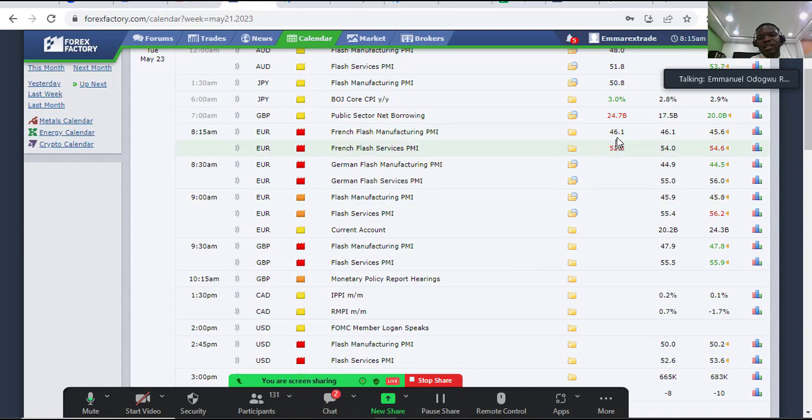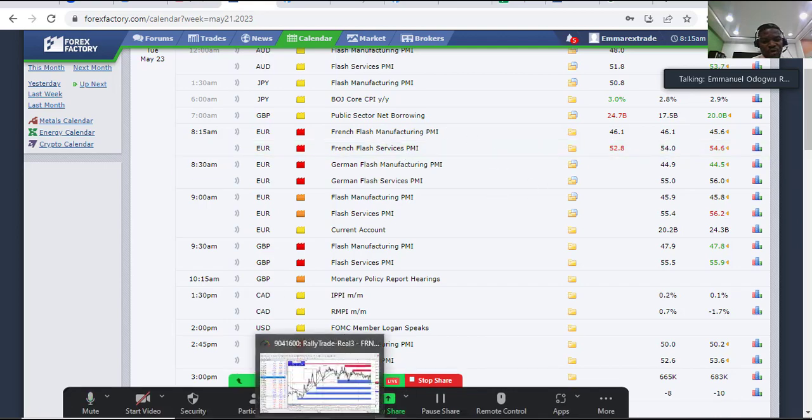So look here. It came out as 46, right? That means it's less than 50, and of course this one came out 52. But it's red. Red means it is still bad, right? Because it's less than the forecast. So that's bad for the euro. So that means the euro will be weakening, right?